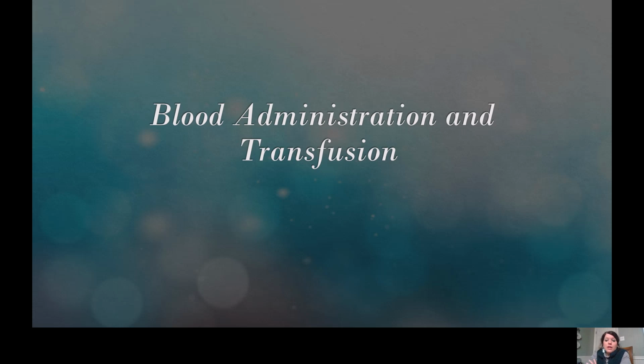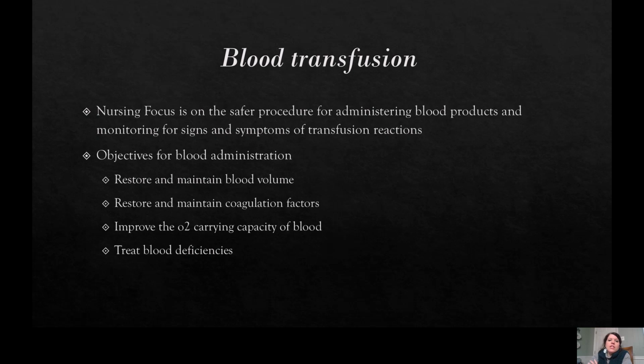All right, hey guys, we are going to go ahead and discuss blood administration and transfusion. We have touched on this in lab when we were priming our tubing, but just to reiterate all of the important aspects from this portion of IV therapy, we're going to go over them one by one. So a blood transfusion.